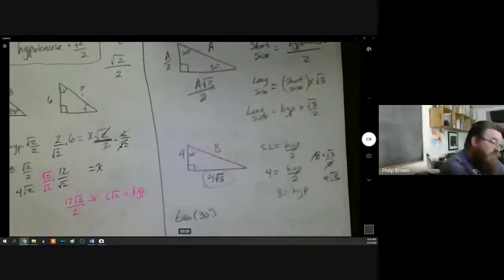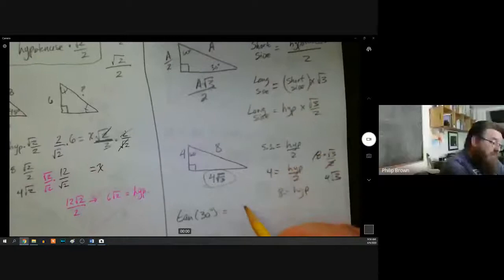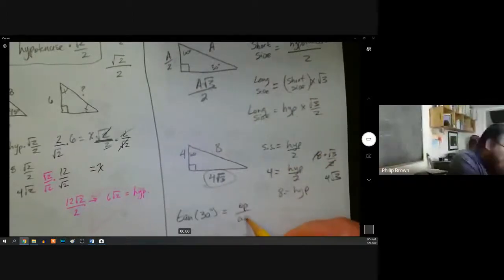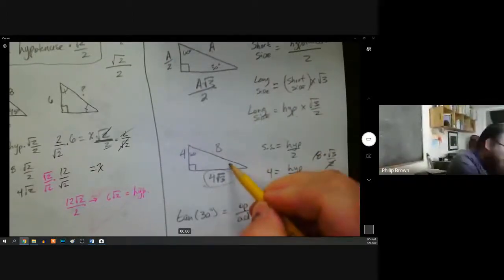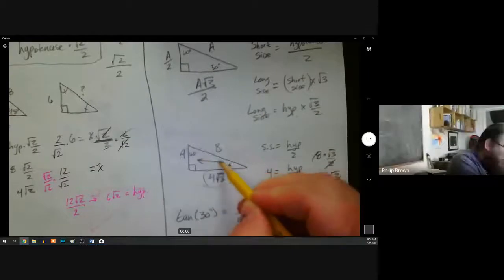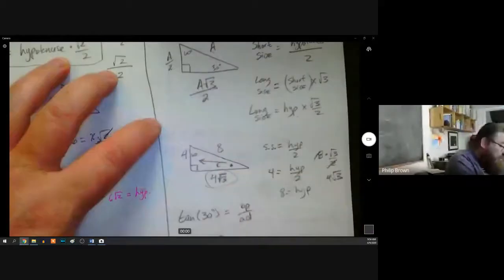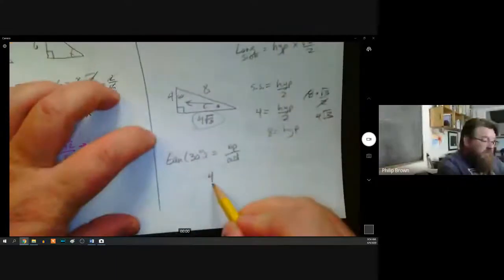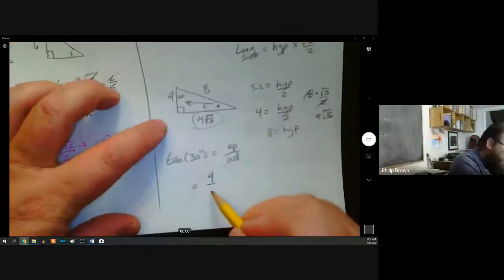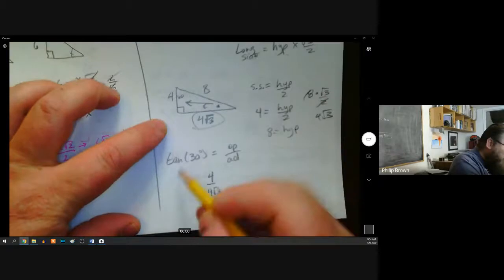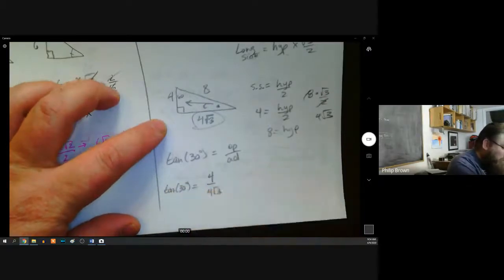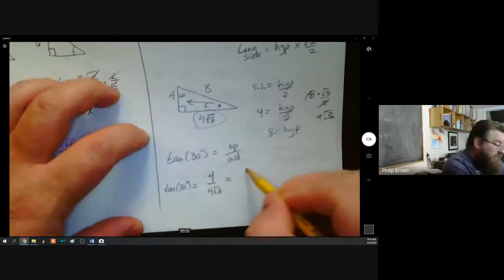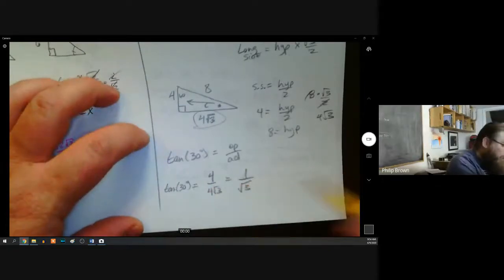Because tangent is, remember, opposite over adjacent, right? So this is the 30 degrees. That's opposite. This is adjacent. So that would be 4. Tangent of 30 degrees would be 4 over 4 root 3, right? And that reduces to 1 over the square root of 3.